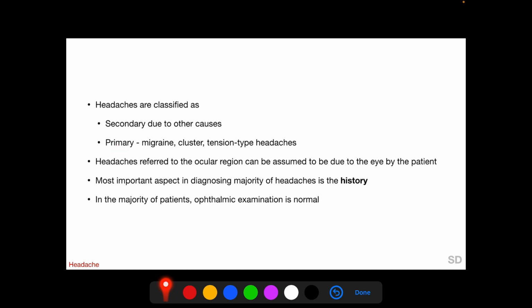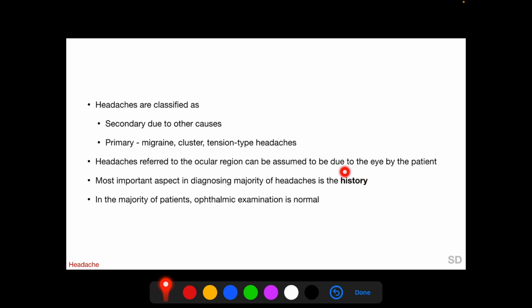and headaches can be classified as primary headache syndromes, which include migraine, cluster, and tension type headaches. When the headache occurs due to other pathologies, it is called secondary headache. Headaches referred to the ocular region from a cause in some other location can be assumed to be due to the eye by the patient.